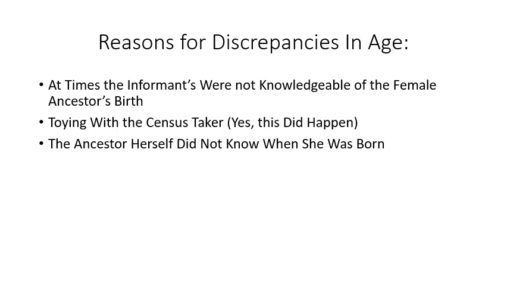Now, what are a few reasons for the discrepancies in our female ancestors' age? Well, the informants were not knowledgeable very often of the female ancestor's birth. Also, we did have at times simply toying with the census taker. Another thing was the ancestor herself did not know when she was born.